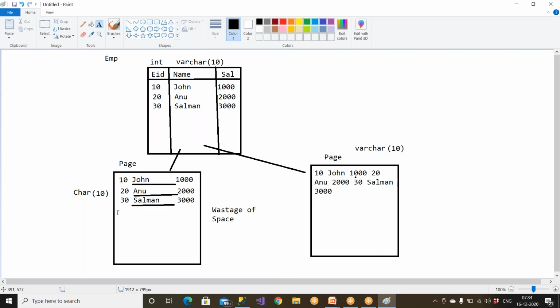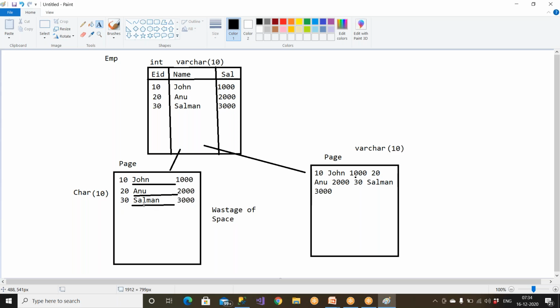But char is similar to a parcel meal or takeaway meal. In the takeaway meal, they'll give you a fixed length of food. So if you consume it completely, then there is no wastage. If you consume only one third of that, then the remaining 70% will go to waste. So that is what is going on here. Clear?